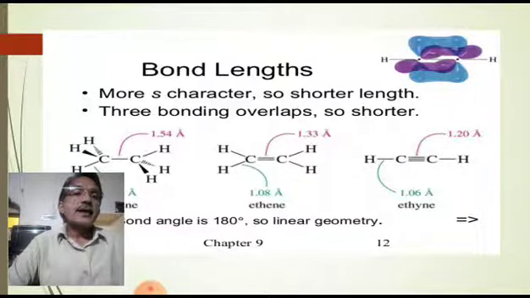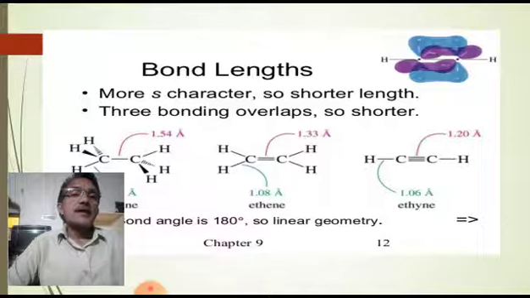More s character, so shorter bond length. In the case of carbon-carbon single bond, s character is very low. In ethane there is 25% s character, in ethene 33.33% s character, whereas in ethyne 50% s character.